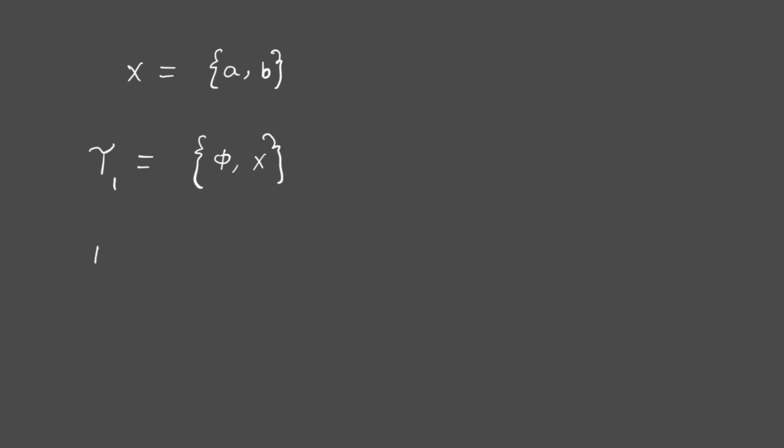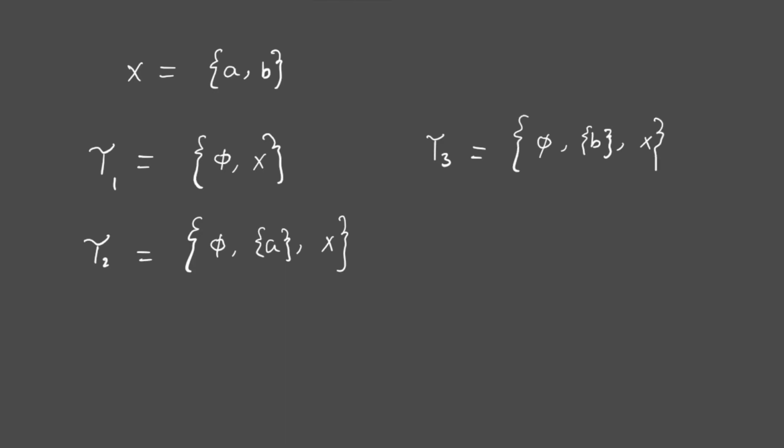And tau2 is phi, A and X. Now we take tau3, and in this collection we are taking phi, B and X. And there is another, tau4.